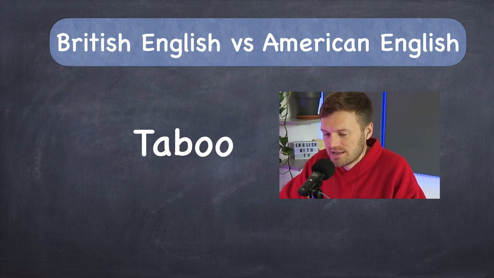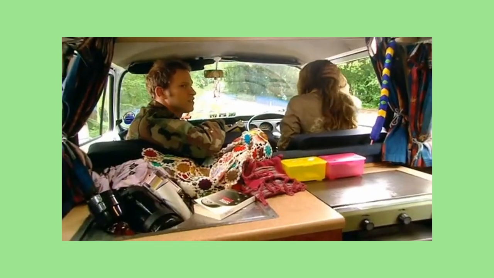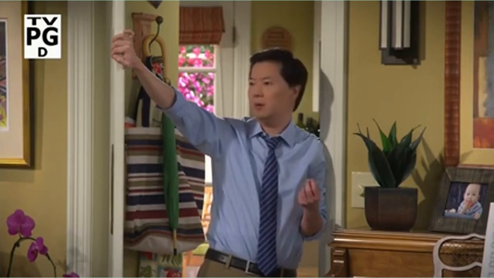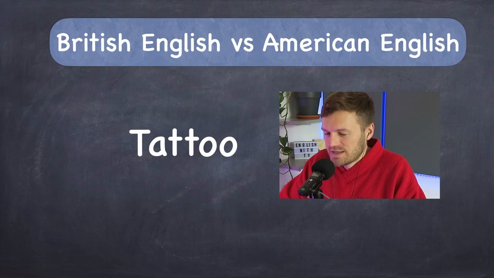The next word is spelled T-A-B-O-O, and in British English it would be taboo with an R sound at the beginning. Whereas in American English it would be more like taboo with an A sound for the A letter. And the next word is almost the same.